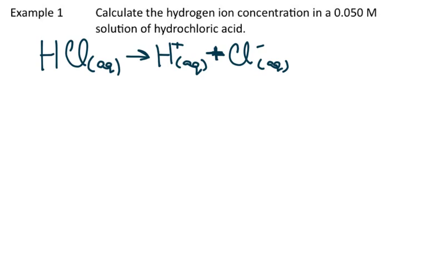Now, by telling you that the concentration is 0.050 molar, I have told you the concentration of the acid. So I've told you the concentration of HCl is 0.050 molar.